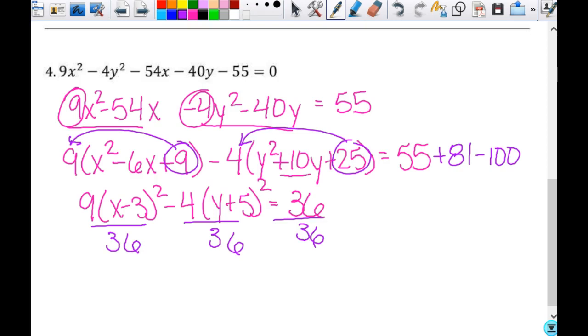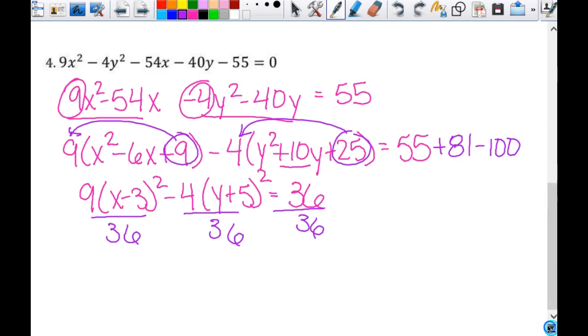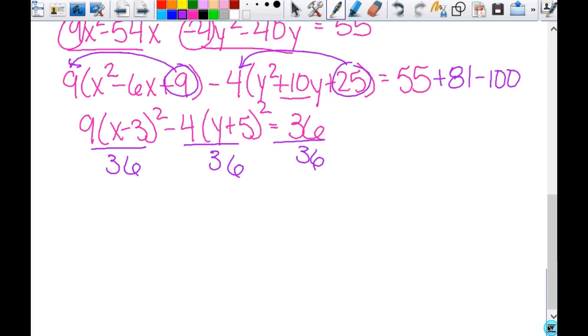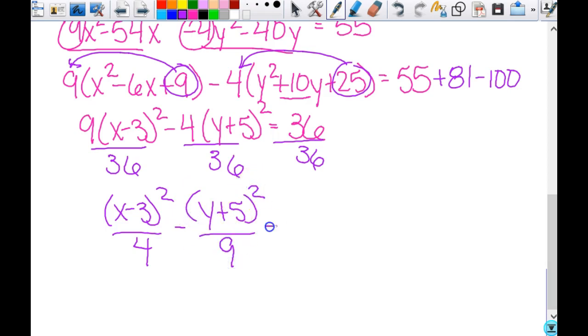Otherwise, you've probably got a pretty strange number, huh? Yeah, and you're like, what the heck? So the good news is, hopefully you will get weird numbers if you do something wrong, so it'll at least alert you that something's not right. And then x minus 3 squared over 4 minus y plus 5 squared over 9 equals 1.